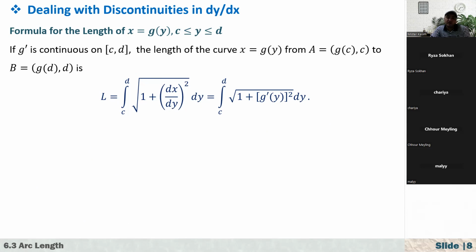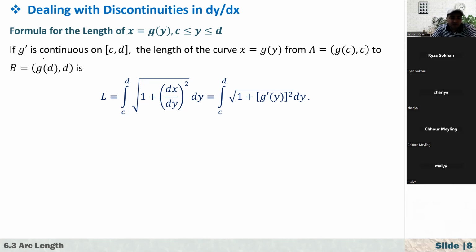Our curve is lying on the interval from 0 to, let's say, 3. At 0, it's not defined. We cannot calculate this. What should we do here? How do we solve this question? We can just interchange the roles of x and y. Instead of differentiating y with respect to x, we can differentiate x with respect to y. We're just simply interchanging the roles of x and y.